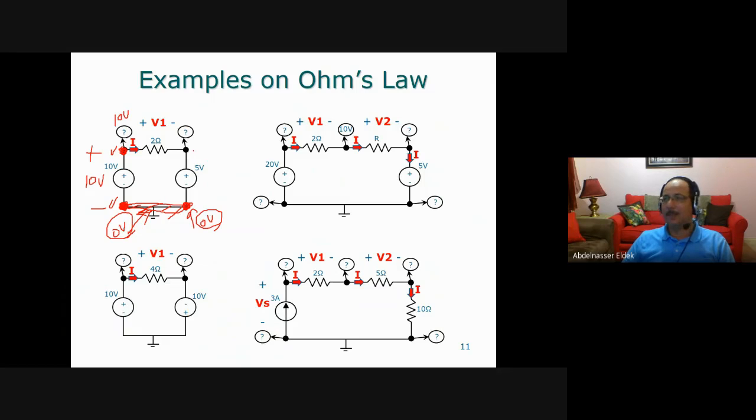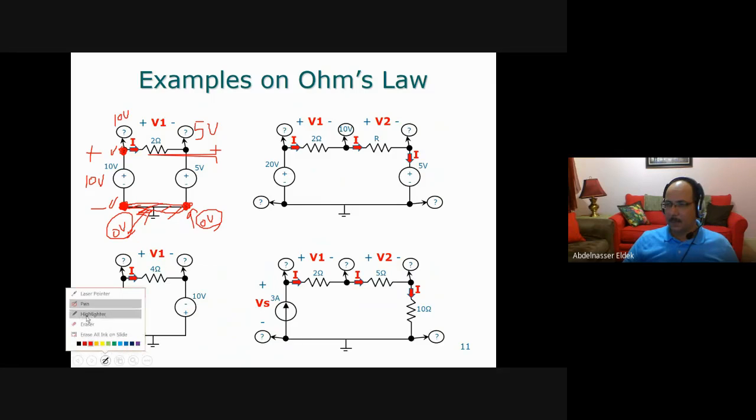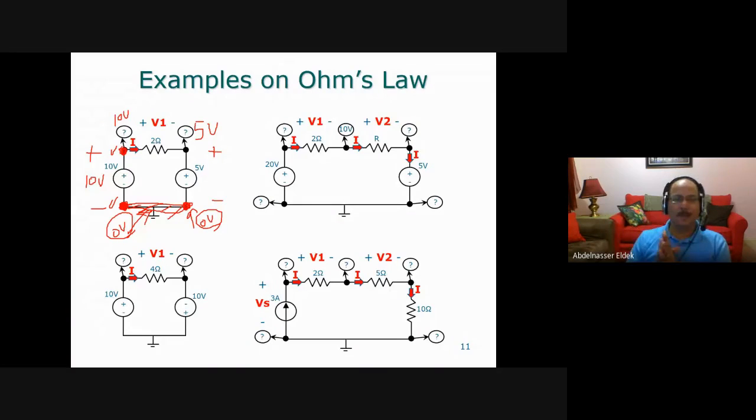So what about this voltage? It will be 5. Why is it 5? Because this one is positive and this one is negative. The negative is 0, so the positive will be 5 volt. Okay, so now I can calculate V1.